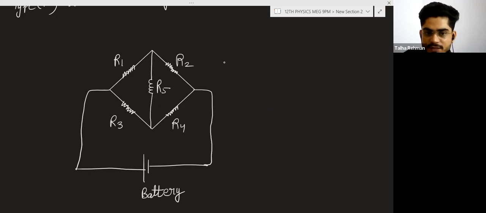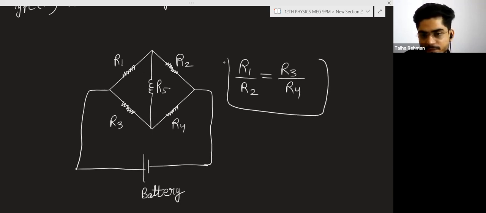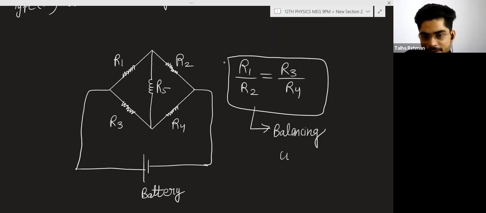If the ratio of this resistance and this resistance, means if R1 divided by R2 is equal to R3 divided by R4, then you will say this is the balancing condition. Balancing condition means there will be no current in R5. In this resistance there will be no current if this condition is valid.